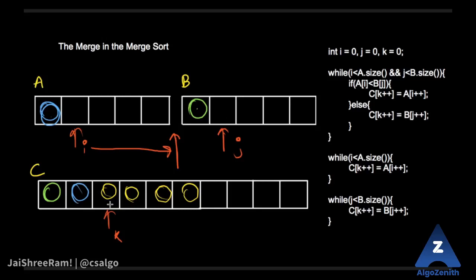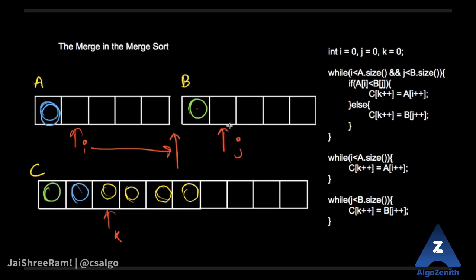Finding that minimum element becomes non-trivial when the number of lists becomes large. In that case, you will need to maintain some sort of data structure to find which array has the first smallest element: out of all the pointers currently being pointed to, out of i, j and so on, whichever has the smallest element, put that element in C and increase its pointer. This has to be maintained, but the idea of merging sorted lists can be extended to more than two arrays.